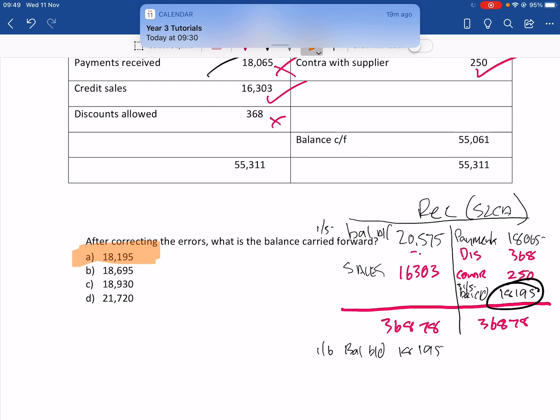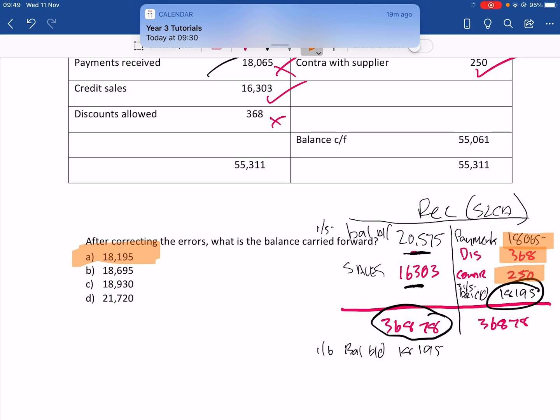So what we're saying is at the beginning of the month, our customer owed us 20,575. We then sold them more goods to the value of 16,303, meaning that they owed us 36,878. But they paid us 18,065. We gave them a discount of 368, and also the contra entry of 250. So they're the things that have reduced the amount of money that they owe us, meaning that we're still owed 18,195. And that's how that works.